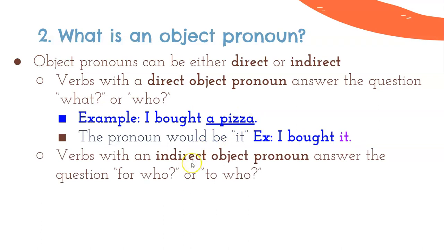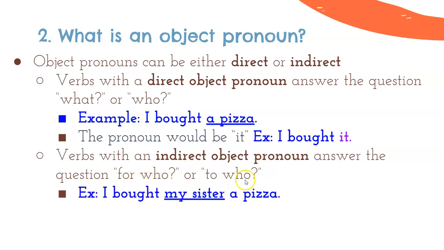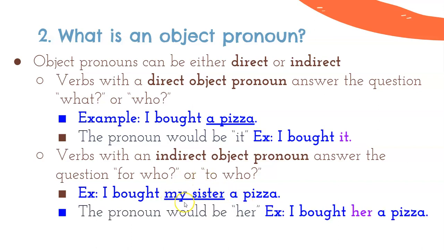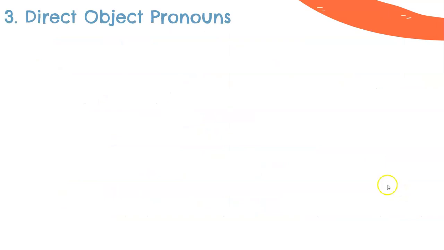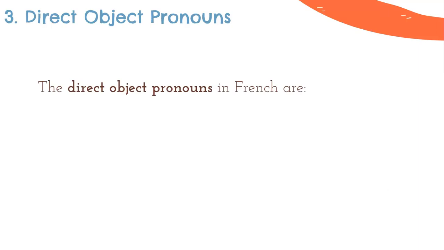If we have a verb that's taking an indirect object pronoun, it will answer similar questions, but more like for who or to who. So for example, in the sentence, I bought my sister a pizza, right? The buying here in this case is not saying I bought my sister, it's saying I bought it for her. So for who did I buy a pizza? For my sister. So in this case, the pronoun would be her, right? I bought her a pizza. If that's feeling like a lot of confusion right now, bear with me. We'll look at some examples. I think that'll help, right?